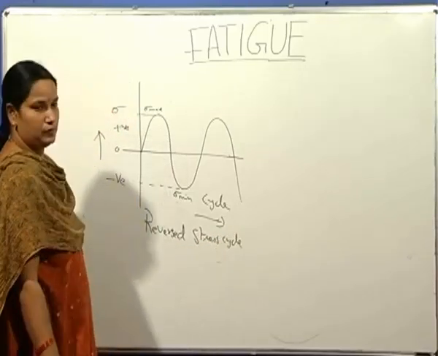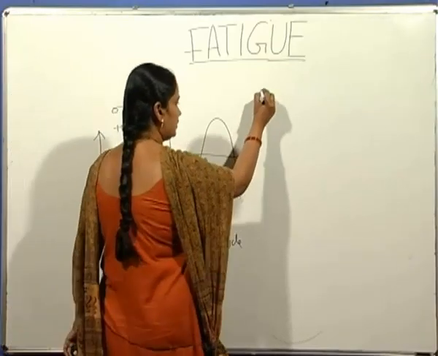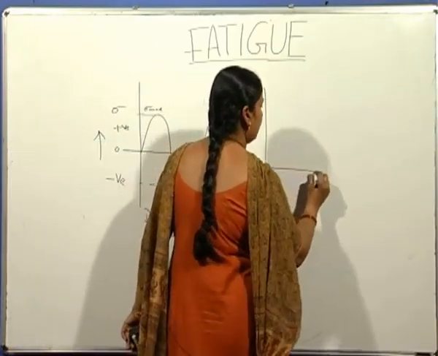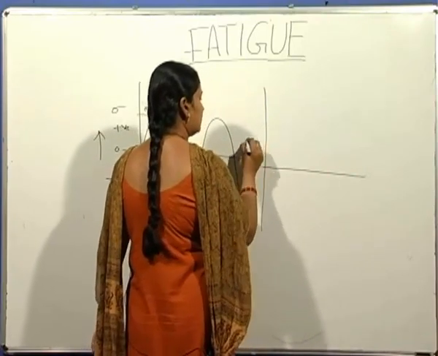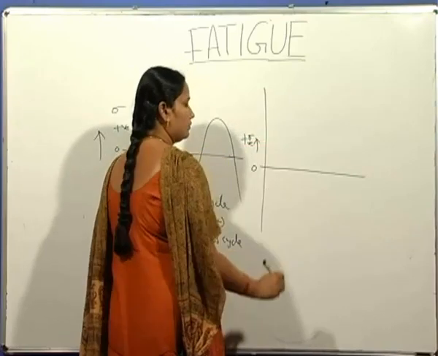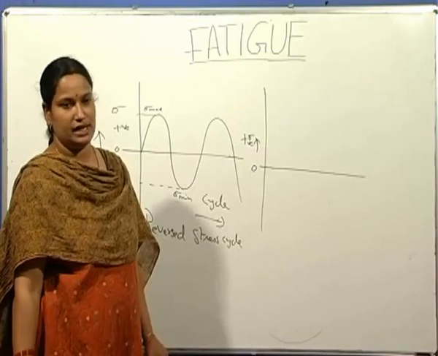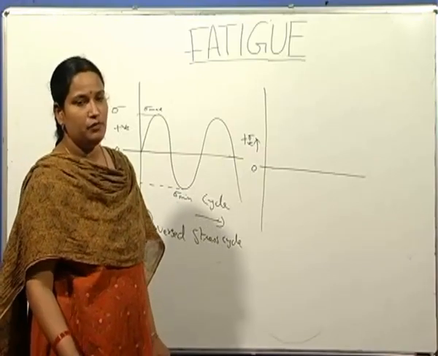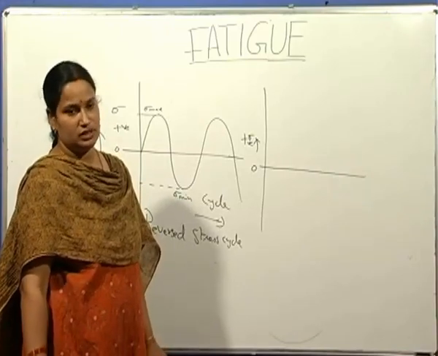The second type of stress cycle is the repeated stress cycle, where stresses are positive, greater than 0. That means they are only tensile, but the maximum value of stress is not equal to the minimum value of stress.